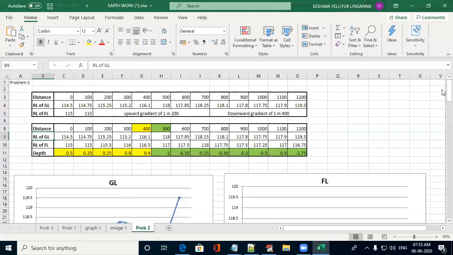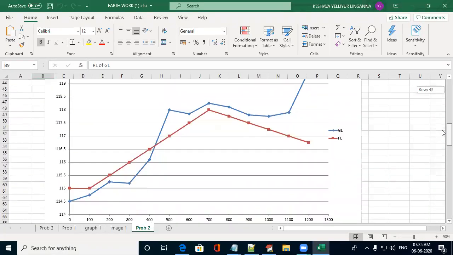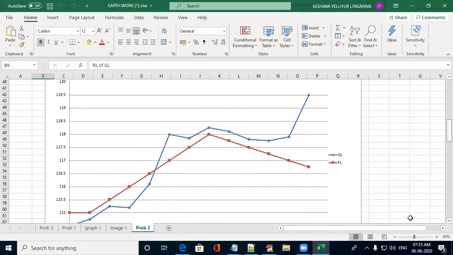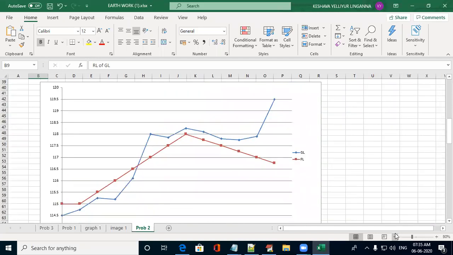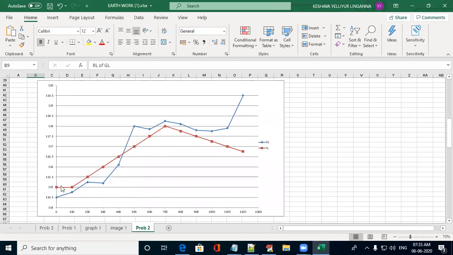So we got this. If we overlap both, if you plot the values in the same graph, you will get it like this. You can observe this red line is the formation level, that is the new road, and this blue line is the actual ground profile. This is filling and this is cutting.